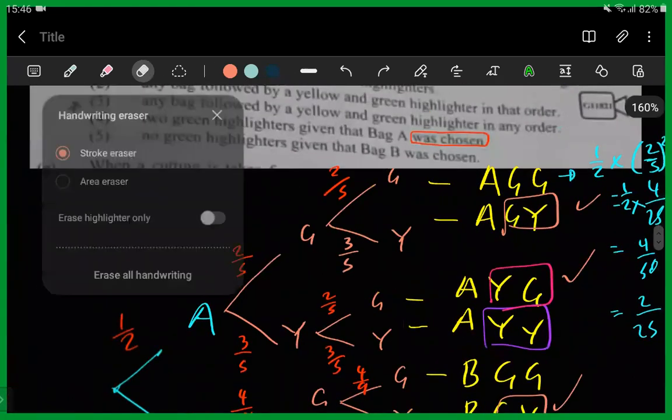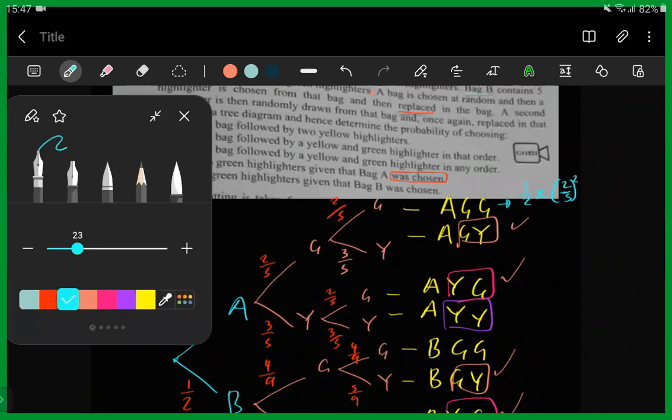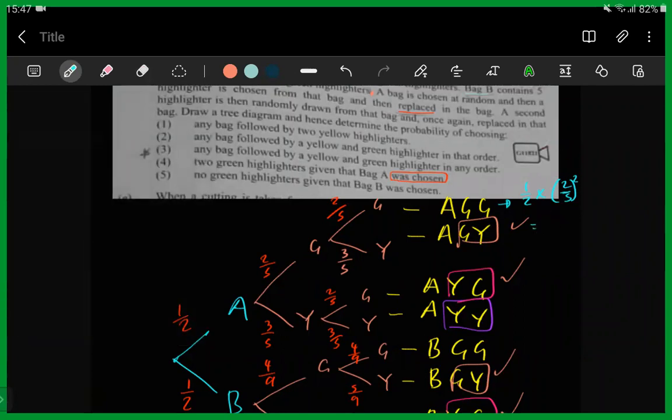What did I do in the calculator here? Let me just try and do my mental math here. Let me just put this in the calculator. Even if you do it again, it's still gonna give you 2/25, unless you put a 1 instead of a half. Okay, hold on. 2/25. No 2 green highlighters given that bag A was chosen. So you're saying the back of the book says 4/25. Mm-hmm. Yeah, I think you can ask about that one tomorrow, because 4/25 does not make any sense. But you can always ask, and then we can always look at it again.